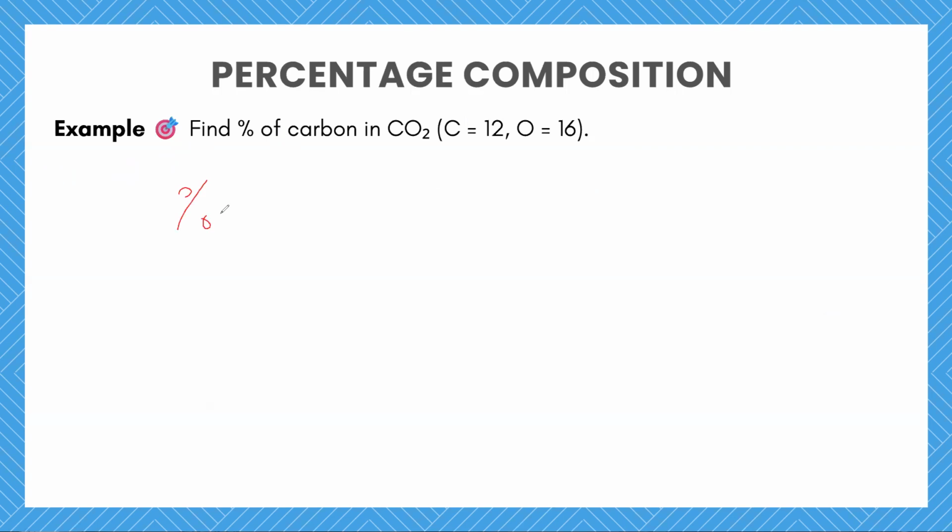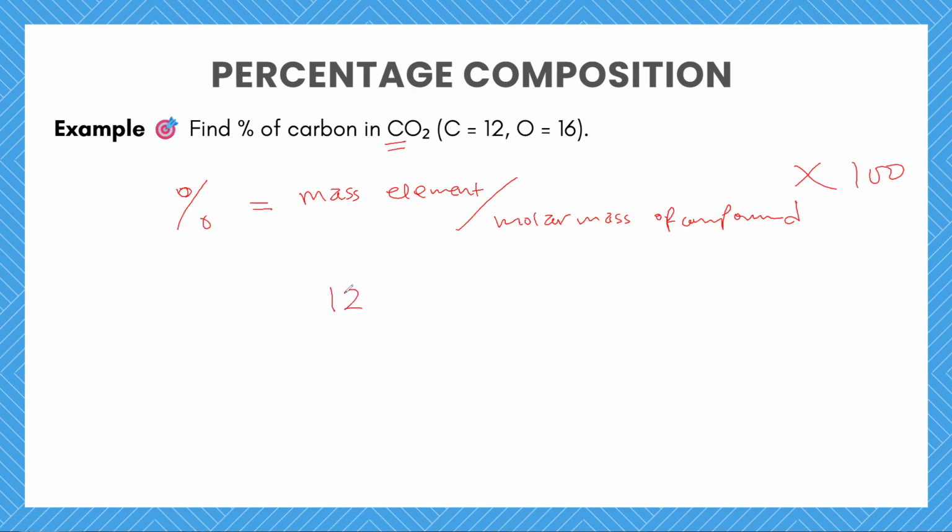Percentage composition, remember, is equal to the mass of the element divided by the molar mass of compound and everything multiplied by 100. So let's plug in our values. What is the mass of the element in this compound? We're looking for the mass of carbon in CO2. The mass of carbon in CO2 is 12. So that becomes 12 divided by, what is the molar mass of the compound?